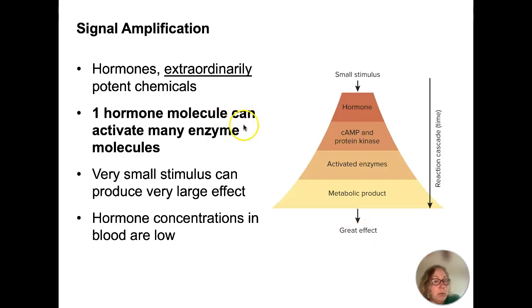Okay, so one hormone molecule can activate a bunch of other enzymes that keep going. Okay, so one hormone molecule makes cAMP, which is a cascade of chemical reactions, which activates more enzymes, which creates a metabolic product, which has a great effect. Okay? So we don't want to willy-nilly release hormones into our body for no reason. That's why there are so many checks and balances. So sometimes a very small stimulus can produce a very large effect.